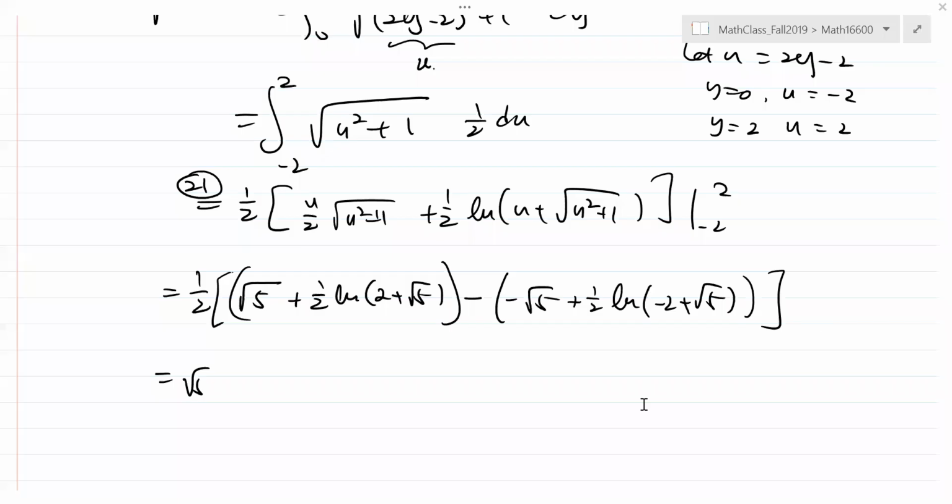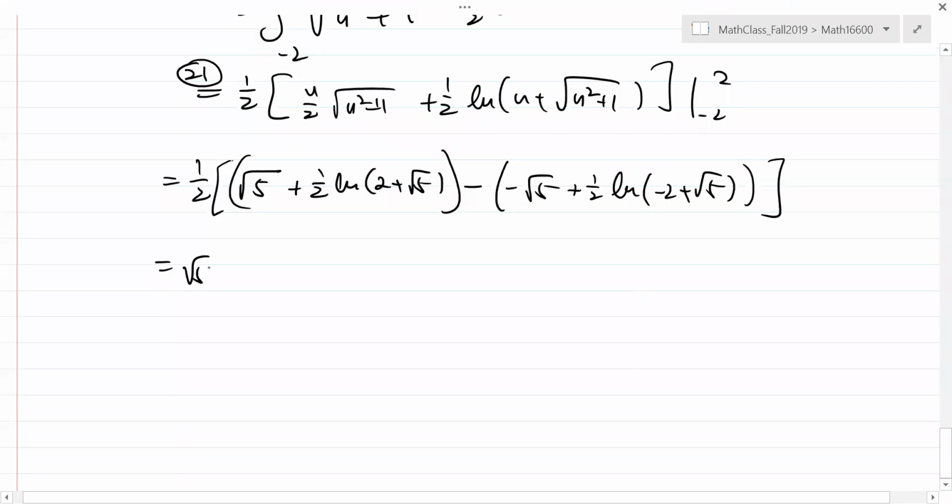Okay. So I have a quarter. Now, can you simplify the first? Can you simplify the first?